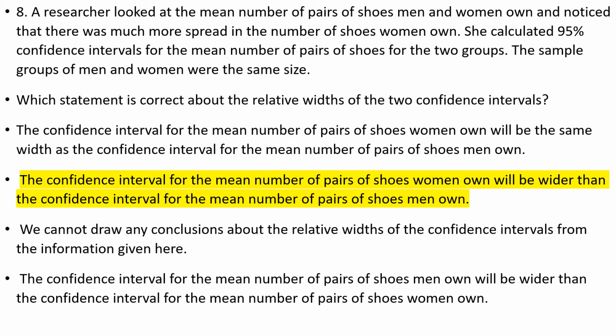Of course, it will be the second one, highlighted in yellow. The confidence interval for the mean number of pairs of shoes women own will be wider than the confidence interval for the mean number of pairs of shoes men own.